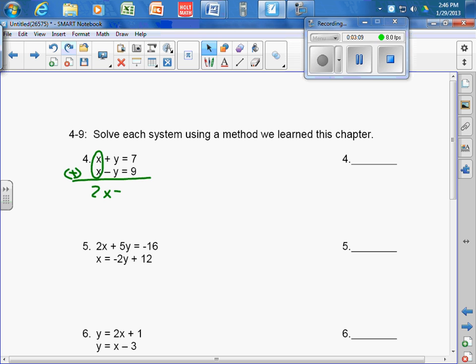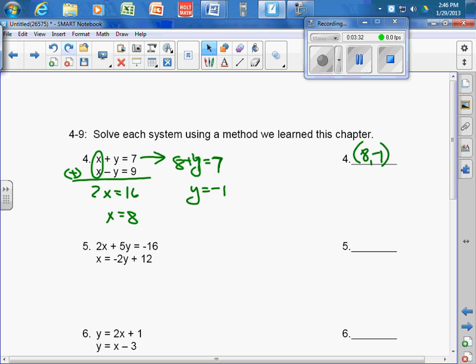And when you add those two equations together, you get 2x is equal to 16 and x is equal to 8. We'll take that 8 and plug it back into either equation. I plugged it into the top one, so you have 8 plus y is equal to 7, and y is equal to -1. So you have the point 8, -1.